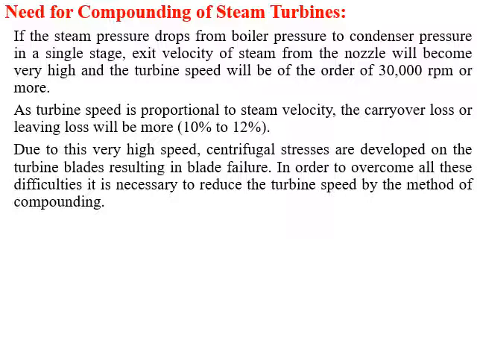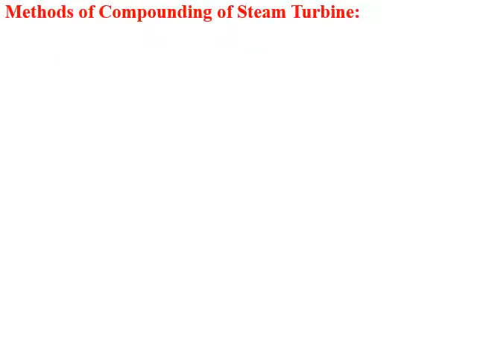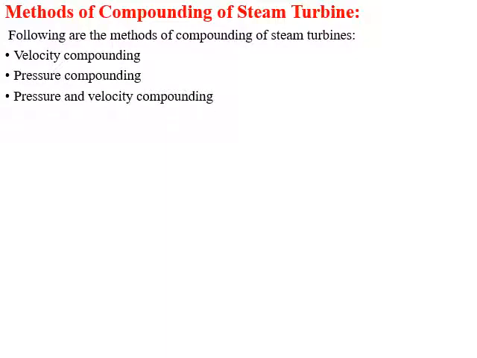So in order to overcome all these difficulties, it is necessary to reduce the turbine speed by the method of compounding. That means compounding is defined as the method of reducing blade speed for a given overall pressure drop. Next, what are the various methods of compounding of steam turbines? The following are the methods: the first one is velocity compounding, the second one is pressure compounding, and the third one is pressure and velocity compounding.